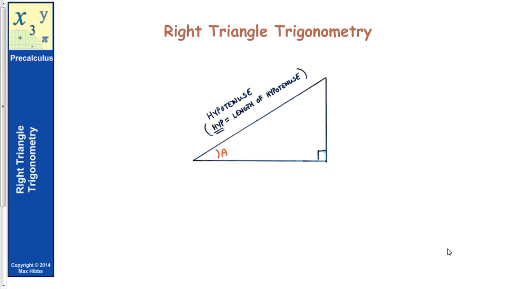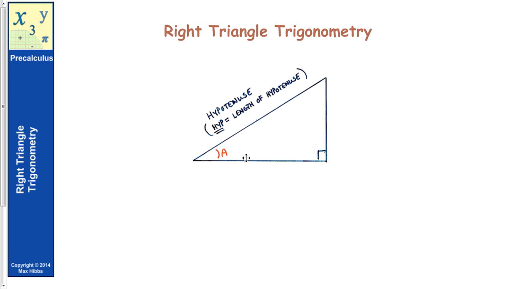Now, as you recall, a right triangle is a triangle that has a right angle, and that is an angle of 90 degrees. And anytime we have a right triangle, you notice I've illustrated that the 90-degree angle, the right angle, is right here. Then the side that is opposite that right angle is called the hypotenuse. And for this discussion, we'll use the abbreviation HYP for the hypotenuse, but specifically for the length of the hypotenuse. And you see I've indicated one of the other angles in this right triangle is angle A.